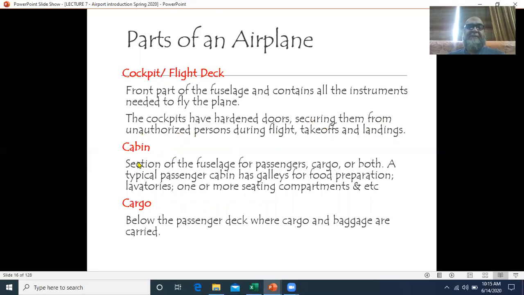Then there is a cabin. It is the section of the fuselage for passengers, cargo, or both. A typical passenger cabin has galleys for food preparation, lavatories, one or more sitting compartments, etc. Then there's cargo. Below the passenger deck, the cargo and baggage are carried.